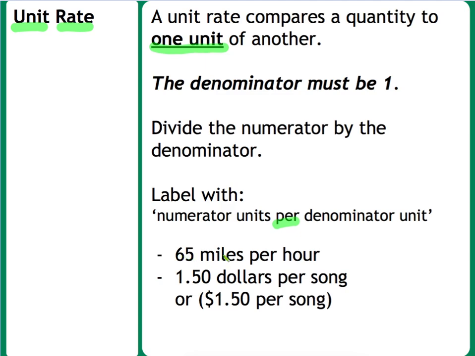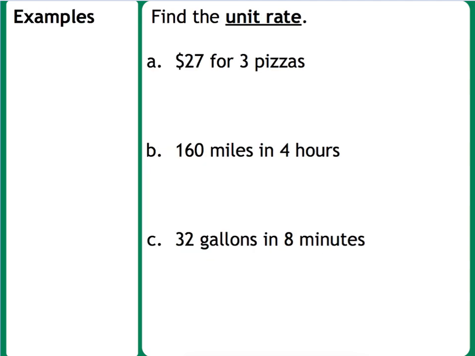All right, we want to write our final answer as the numerator units per the denominator units. So 65 miles per hour, $1.50 per song. Okay, so we want to use this word per in our final answer because it's 65 miles per 1 hour. That's $1.50 per 1 song. Right, so let's look at a couple examples.